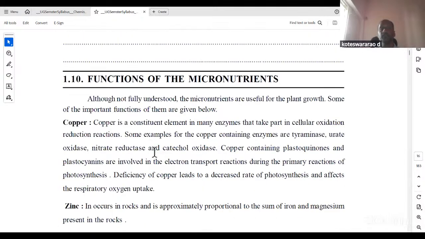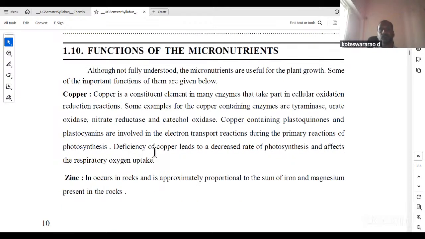The function of micronutrients. Although these are used in smaller quantities, the micronutrients are useful for plant growth, and some of the important functions are as follows. Copper is a constituent element of many enzymes that take part in cellular oxidation. Copper is one of the metal ions present in the enzymes. These enzymes participate in cellular oxidation-reduction reactions.